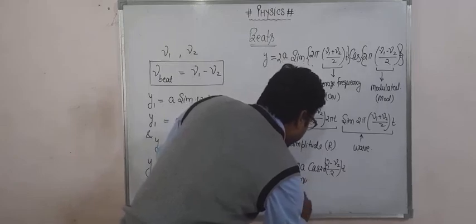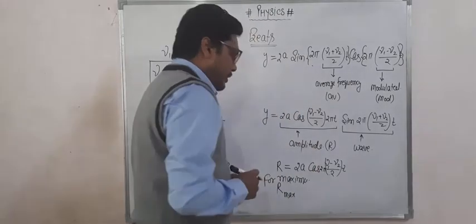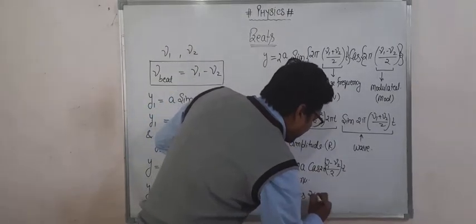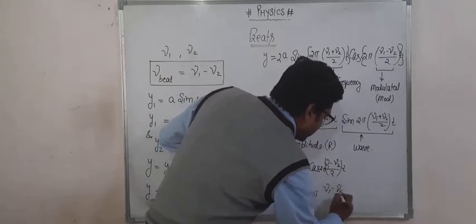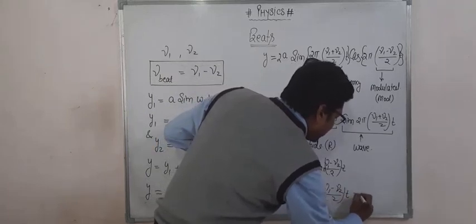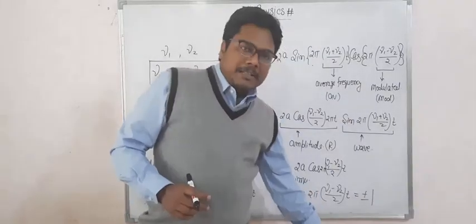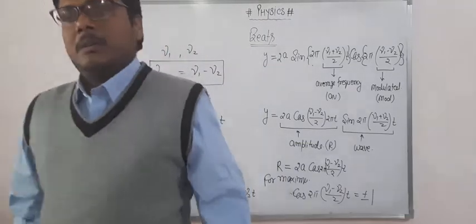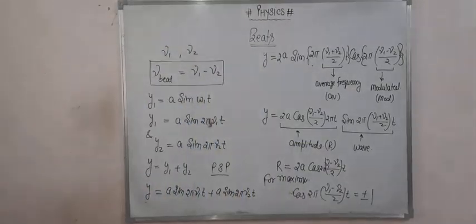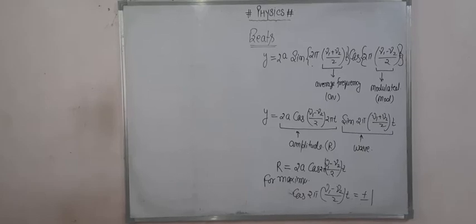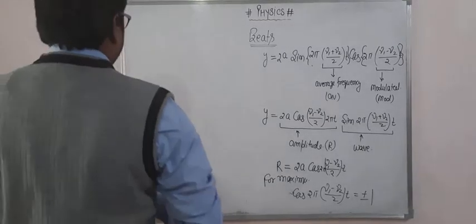When do you get the maximum R? For maximum, you get cos of 2 pi (nu1 minus nu2)/2 into t equal to plus or minus 1. Positive gives maximum, negative gives maximum, and in between it is 0. Clear? You can take a screenshot of it so that I can proceed to the next. So when this value is plus 1 or minus 1, this is n pi.